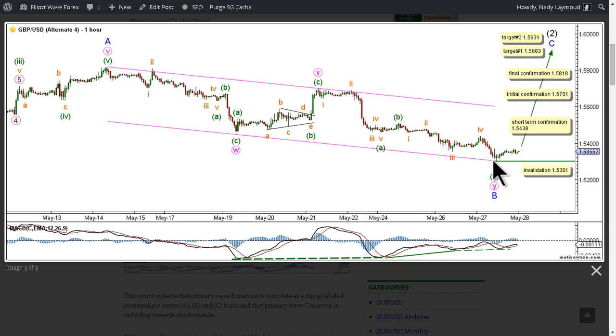So to wrap this up, today's alternate count has higher probabilities, but the main count is presented because we should always assume the trend remains the same until proven otherwise.